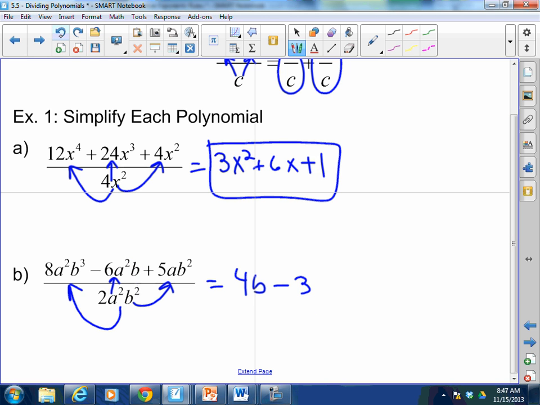That was great. And then last but not least, 5ab squared divided by 2a squared b squared. And hold on, I forgot the b over b here. Okay, and then this is plus 5 over 2a, because the b's cancel and you have 1a left over. Pretty simple, right? Remember this, because next chapter we're going to start factoring.